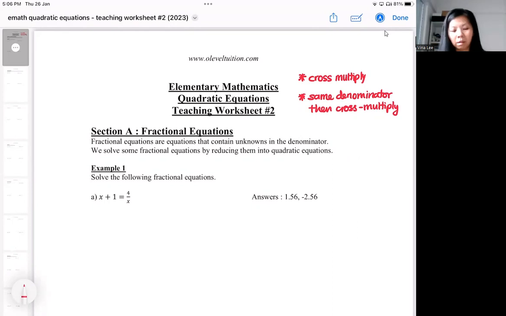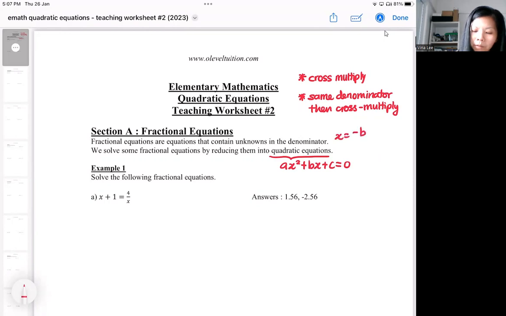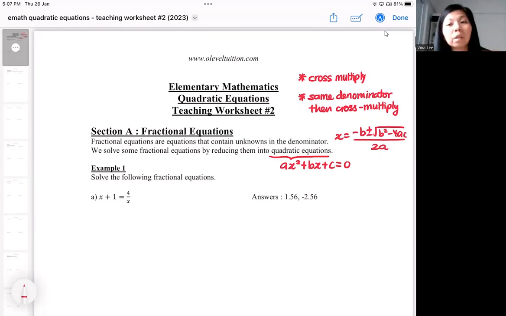In this Sec 3 fractional equation, you're actually doing the same technique, except that it will get reduced to a quadratic equation. So you will end up with quadratic equations, which means that you can go on to your quadratic formula. You can always use the quadratic formula. Of course, you can use factorization, but factorization cannot work all the time, so sometimes we might as well straight away use the quadratic formula. I'm going to show you some examples.